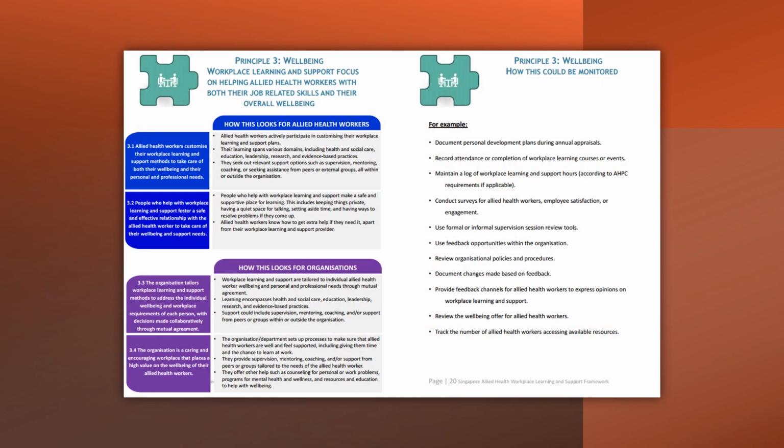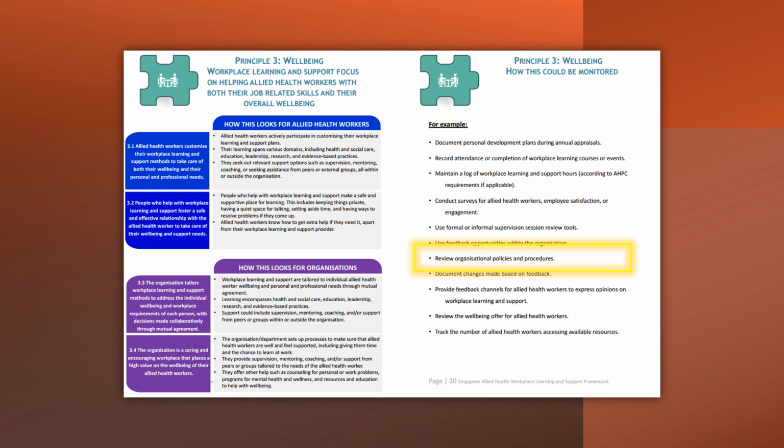Again, this is just showing that Principle 3 follows the same format. I just want to highlight a couple of things in the how this could be monitored, some of the examples. For example, we have in here review organizational policies and procedures. This might be a really helpful way of including some of the workplace learning and support ideas. Do they actually feature in handbooks for new staff? Are they a feature in maybe some of the HR policies that people are going to access and have opportunities to support their own well-being in the organization?